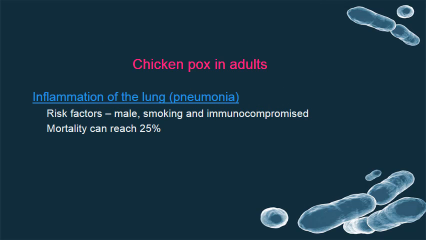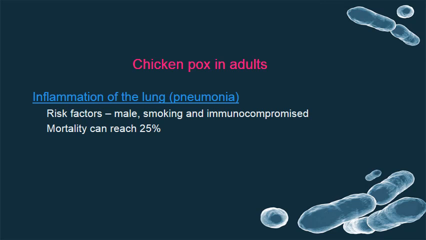Chickenpox in adults, again, very serious, particularly if it's a first presentation of chickenpox. It is a myth that people can't get chickenpox more than once. They can. Some people for some reason seem to, and even people who are non-immunocompromised, this can be the case. But inflammation of the lung, pneumonia or pneumonitis, is the most common problem that develops in chickenpox in adults.